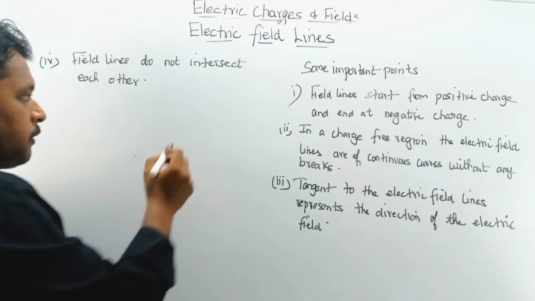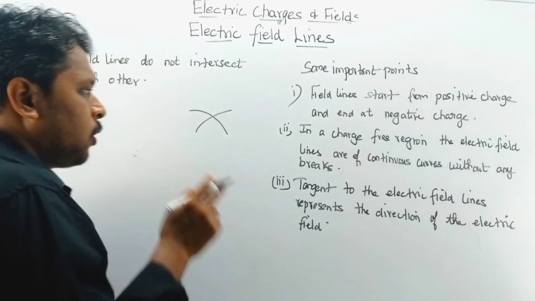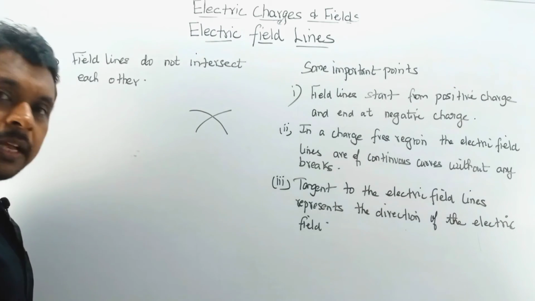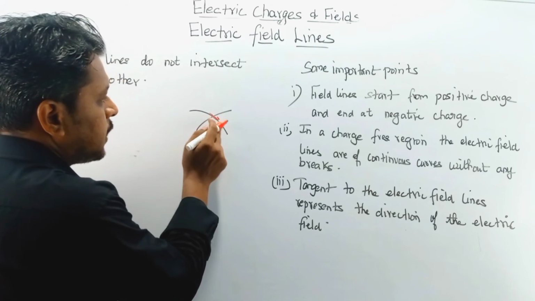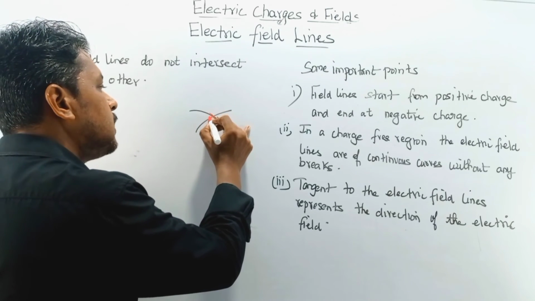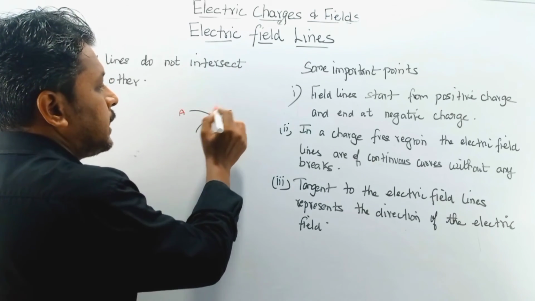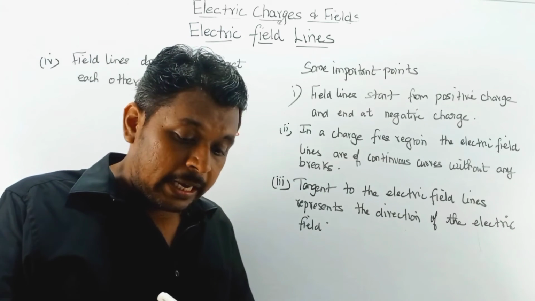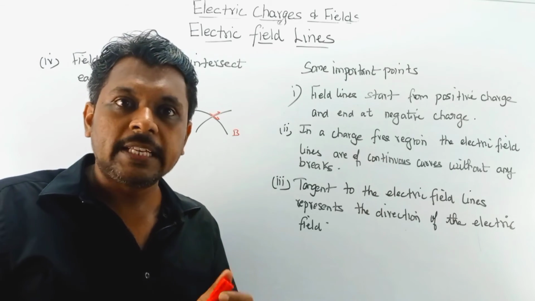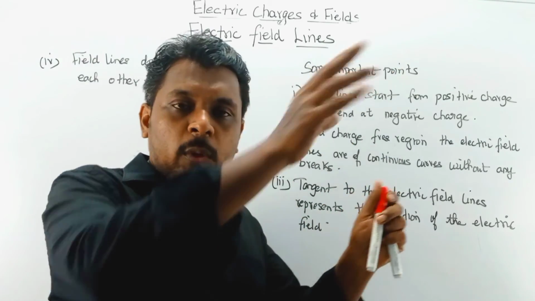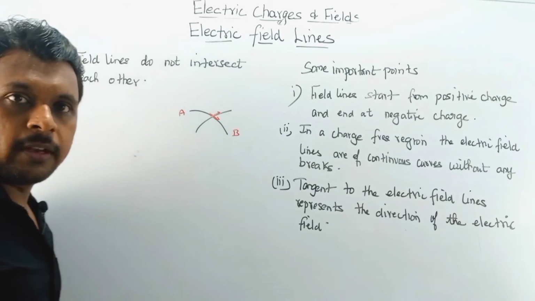Okay, so if such a condition happens, if we have two field lines intersecting each other, now you see that the tangent represents the direction of the electric field. So for this particular line, this will be the tangent, maybe this direction or that direction. For this particular line, this will be the tangent. If it is A and B, for A this is the tangent, for B this is the tangent. But you know that for electric field lines the direction will be unique. You have only one direction, but this intersection says that it represents two directions of the electric field.